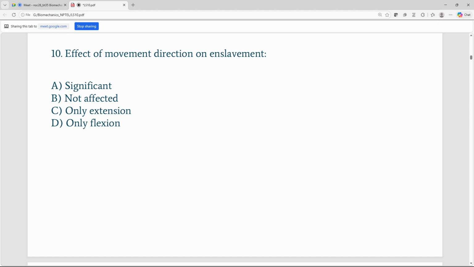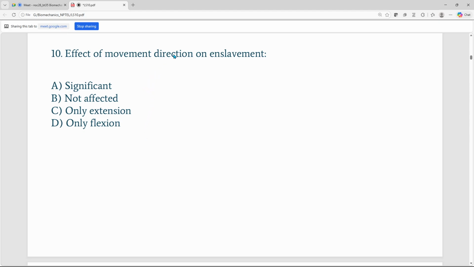The effect of movement direction on enslavement. What is the effect of movement direction on enslavement? Options are option A, significant. Option B, not affected. Option C, only extension. Option D, only flexion.